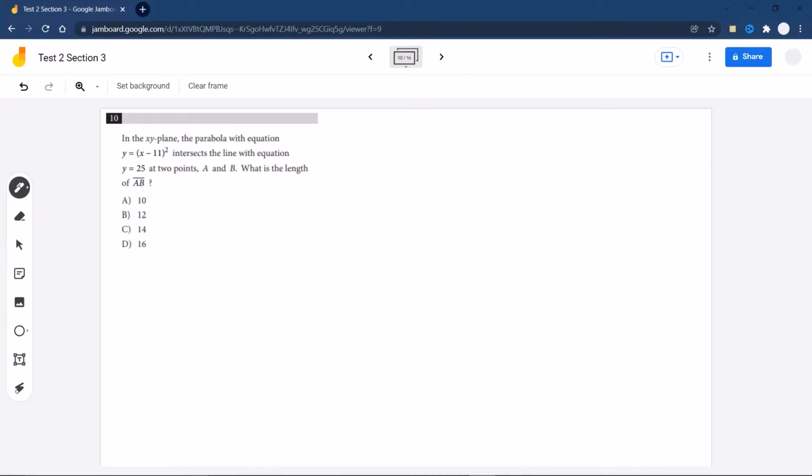All right, looking at question 10 here, we're given a parabola. Let's write that over here. With the equation y equals x minus 11 squared, it intersects the line y equals 25 at 2 points. Okay, so it's intersecting this line. They want us to find the length of AB, or the distance between those 2 points A and B. Again, we can just solve a system of equations here. We know y is 25, so we can plug in 25 for y, since y equals y. Then we'll get 25 equals x minus 11 squared.